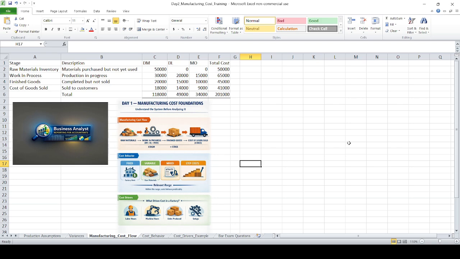Quick recap. Yesterday we learned how costs flow through a factory, from raw materials to work in progress to finished goods, and then to cost of goods sold. And how costs behaved. We had fixed, variable, and mixed. And there's also another thing we haven't really touched on, which was step costs. We also learned about cost drivers, labor hours, machine hours, and units produced, and different setups.